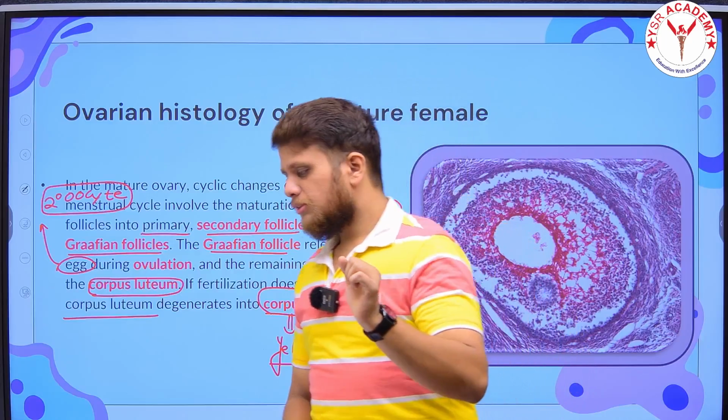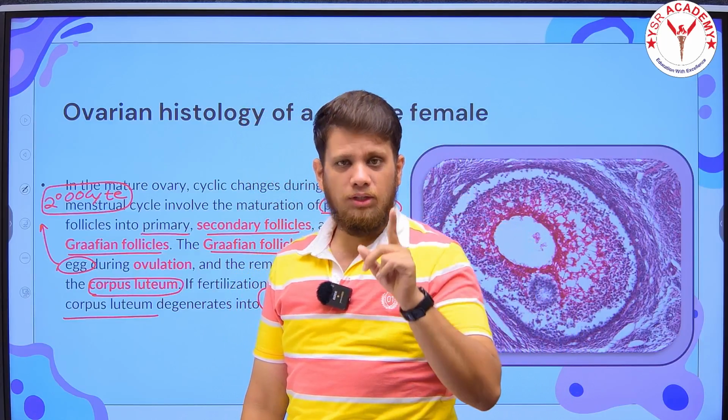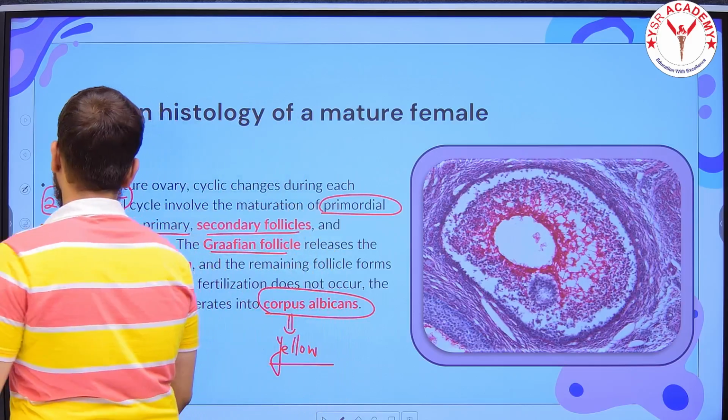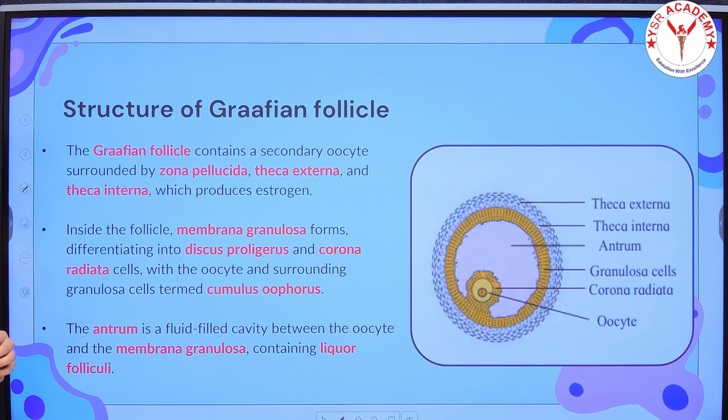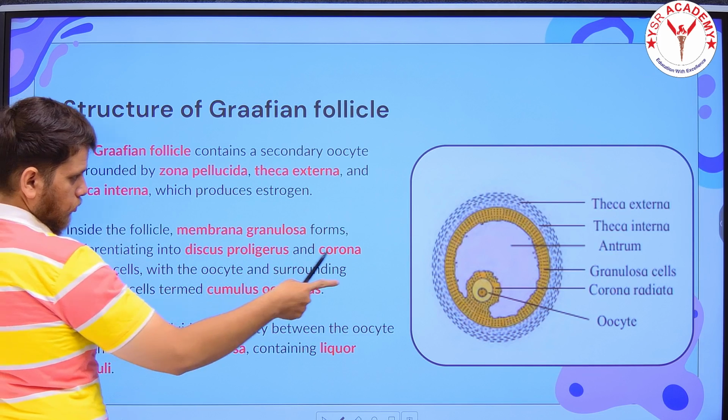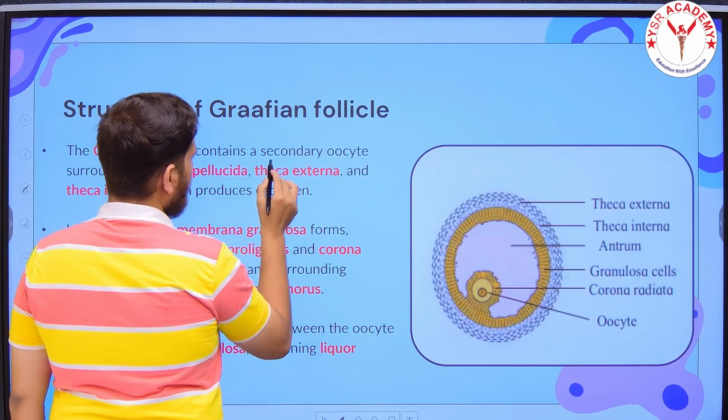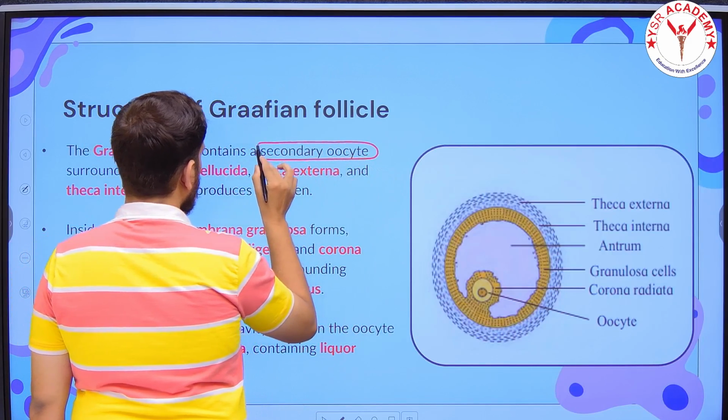Corpus albicans is a scar tissue, and that scar tissue is yellow in color, remember that. It is important. Okay, this is the structure of a Graafian follicle. So this is your Graafian follicle, students. The Graafian follicle contains a secondary oocyte, so that is actually not an ovum, it is a secondary oocyte. Okay, there will be a difference between the two.